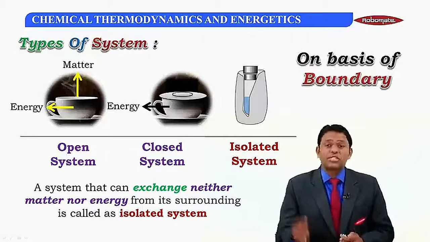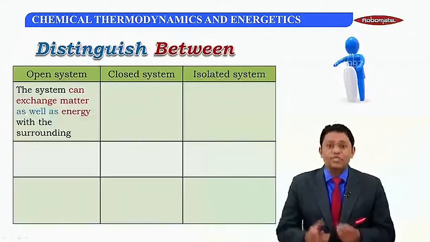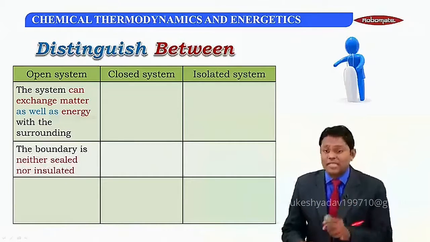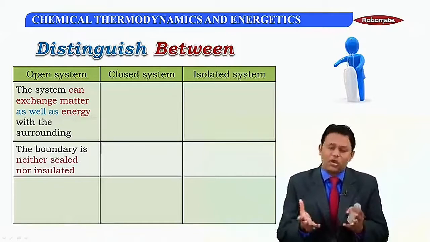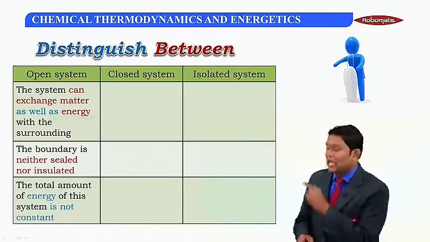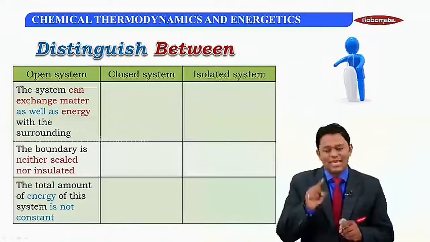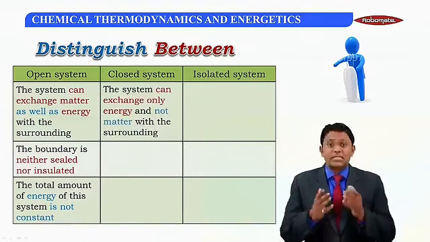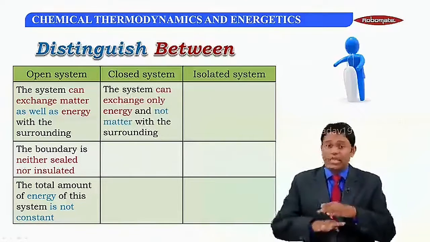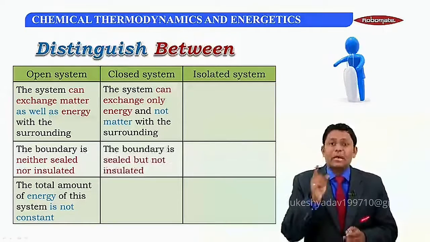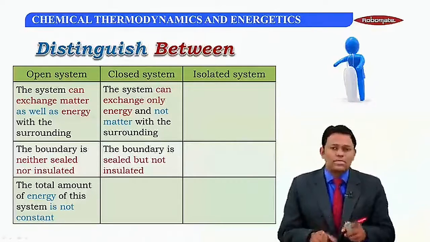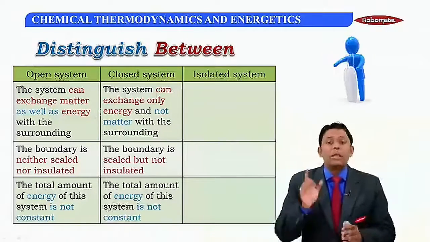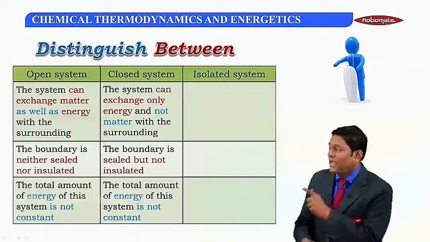We have quickly gone through the definitions of the systems. Let's quickly go through the distinguishing features also. In an open system, a system can exchange both matter as well as energy, and that is why the boundary is neither sealed nor insulated, and the total amount of energy in this type of system keeps changing. But in a closed system, the system can exchange energy but cannot exchange matter. In that case, the boundary is sealed but not insulated, and the total amount of energy is not constant precisely because the boundary is not insulated.